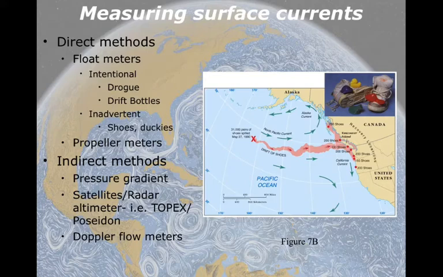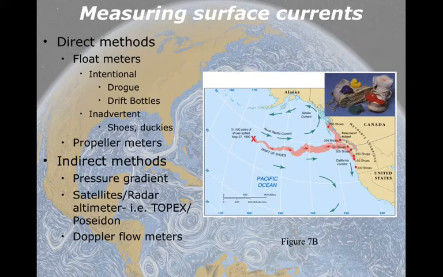These inadvertent measures for measuring surface currents are shoes and duckies, as you can see in this picture. This is 7B right out of the book. Then there's propeller meters, which is if you want to measure current in one specific spot, you go out and put a little fan into the water, which spins, and we can tell how fast the current's moving by how fast it is.